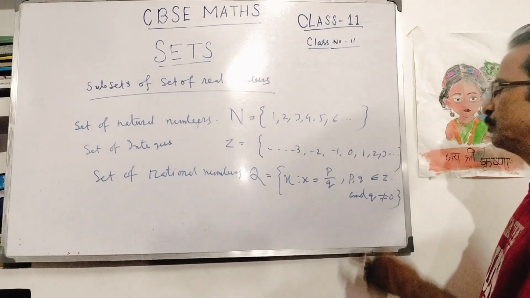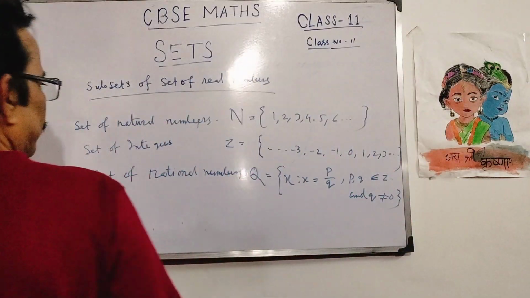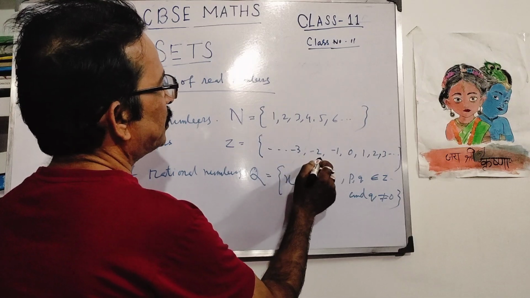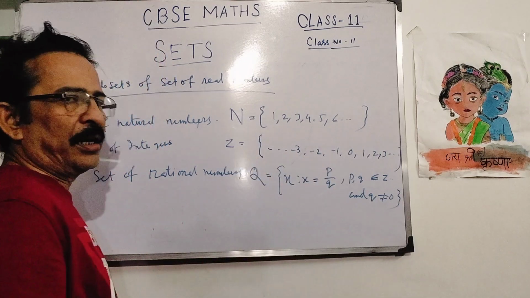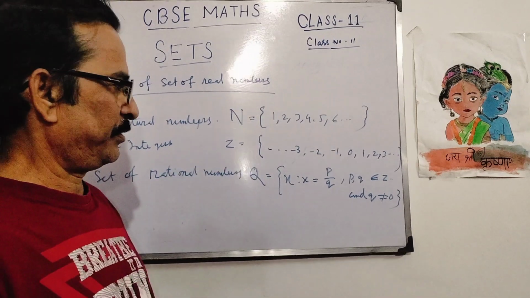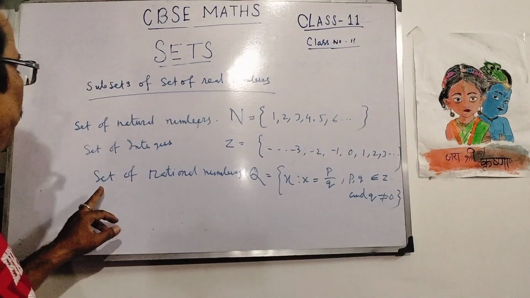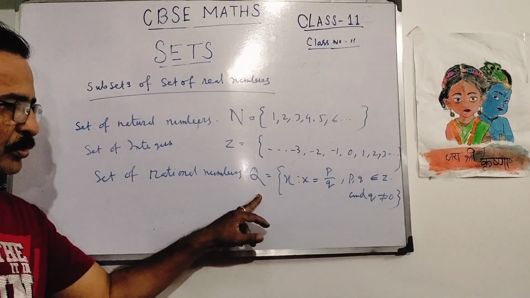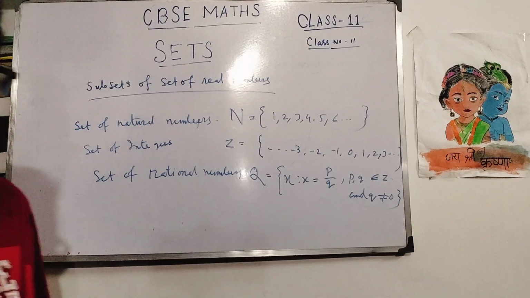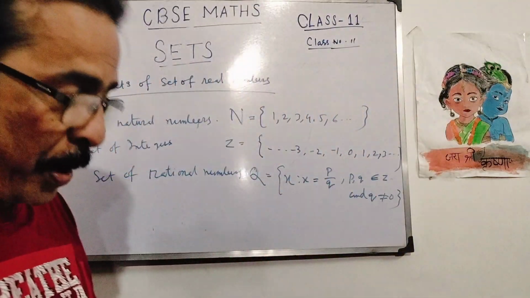P and Q belong to Z, for example minus 2, minus 3, minus 5, any one of the integers. In this form, P by Q, it is symbolized as the set of rational numbers. Q is the set of these. So these are the points to be noted and remembered.